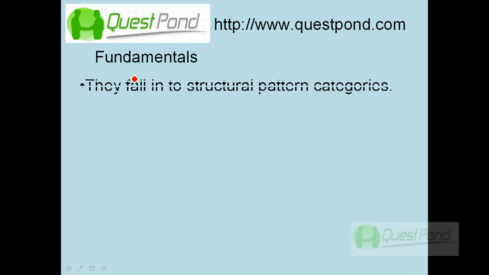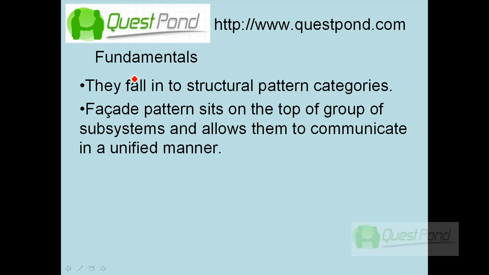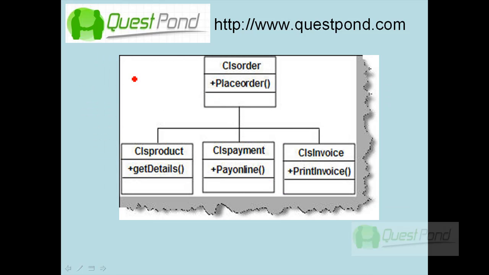So again, fundamentals as usual, they fall into the structural pattern category. They actually help us to unite or consolidate subsystems on a common communication platform. In the sense that you have two or three subsystems, the facade pattern helps us to unite these subsystems in a unified manner so that they can communicate in a unified manner. Here's a simple example. We have three classes: CLS product, which helps us get details of a product; CLS payment, which helps us pay online; CLS invoice, which helps us print an invoice.